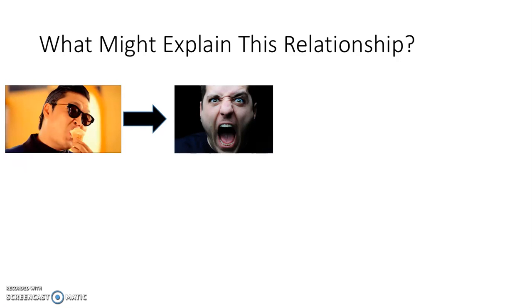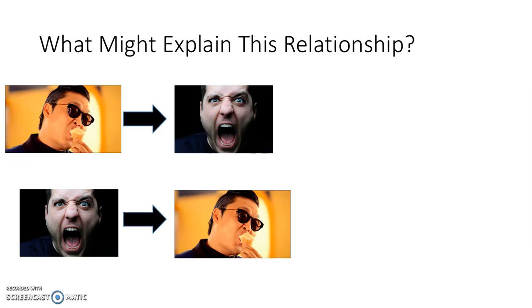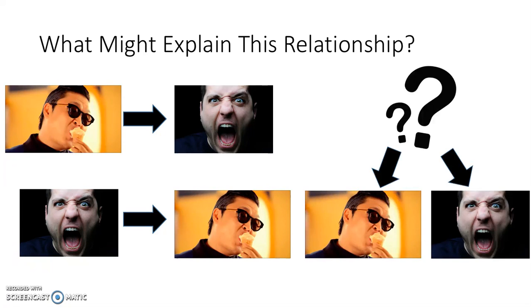It could be that eating ice cream causes aggression. It could be that acting aggressively makes people want to eat ice cream. Or it could be that a third variable causes people to eat ice cream, and that same third variable also causes people to act aggressively.